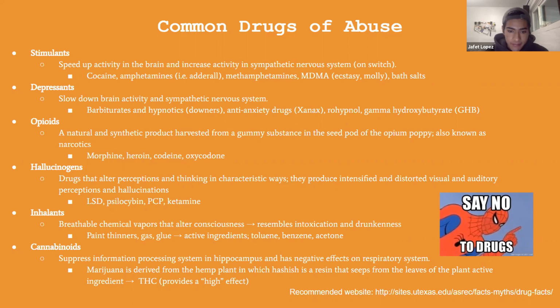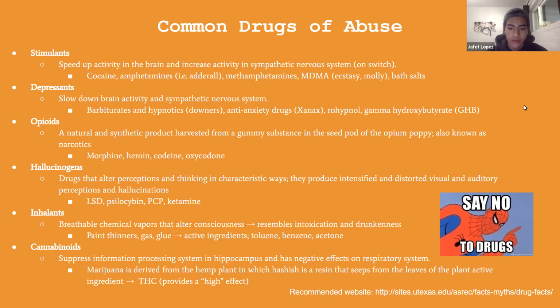Lastly, cannabinoids are drugs that suppress the processing system in the hippocampus, which has negative effects on the respiratory system. An example is marijuana, which is derived from the hemp plant, in which hashish is a resin that seeps from the leaves of the plant, and the active ingredient is THC.